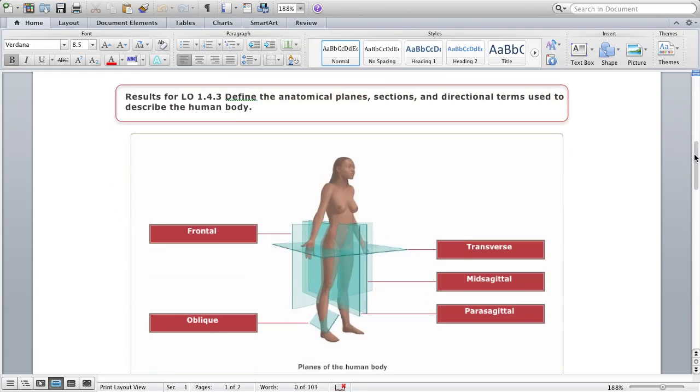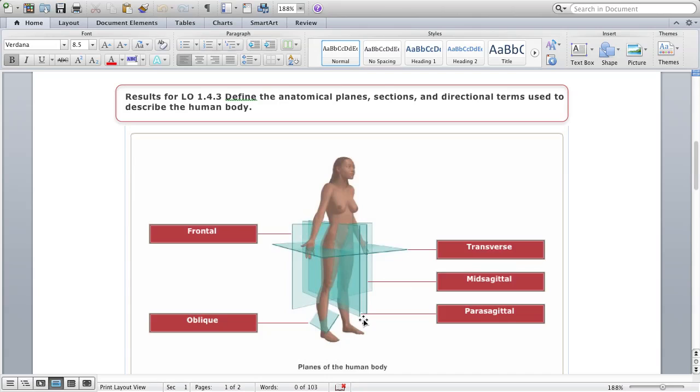The next question is very commonly missed on the bonus assignment, and that's from Learning Objective 1.4, and it's about planes and sections. And I think the most missed portion of this question is the difference between mid-sagittal and parasagittal. So when you see an image that's referring to the difference between a mid-sagittal section and a parasagittal section, what you really need to pay attention to is the location of the section in the belly button.